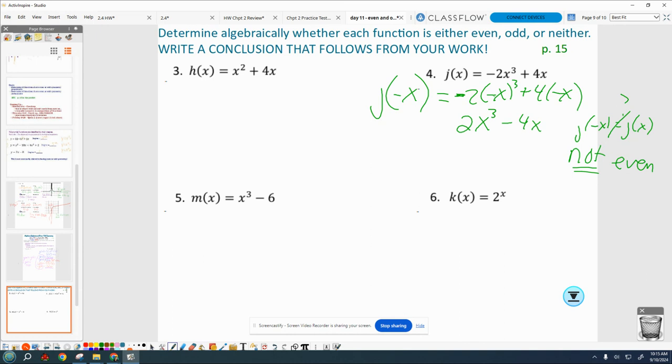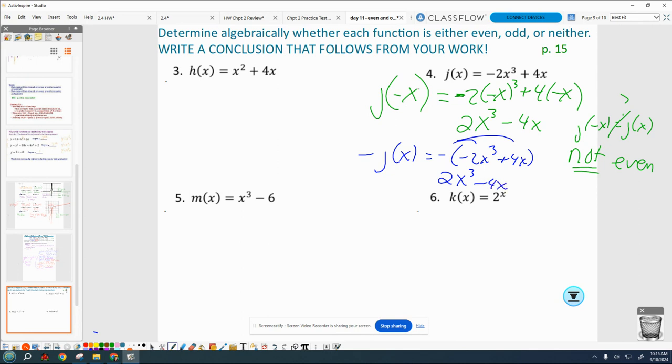Matt, what's the other check? Because it's now not even, what do I need to test? You need to test if it's neither. Okay, so what's the other check? I need to do another arithmetic thing. Negative j of x, which is changing the signs of everything there. Distributing the negative, I get positive 2x cubed minus 4x.